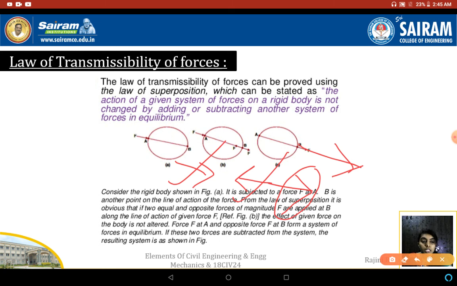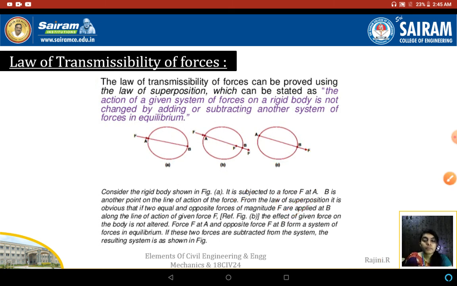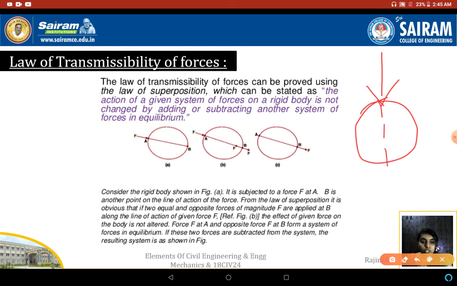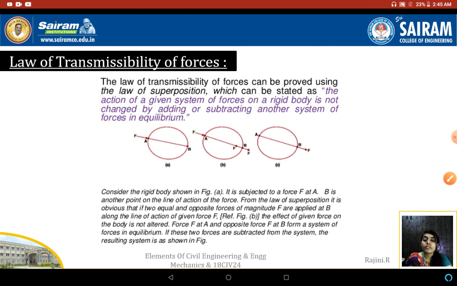So finally the conclusion is that whatever force you apply at one point, the same force comes out at another point along the same line of action without changing its effect. This is the concept of the law of transmissibility of forces. So, the law of physical independence, the law of superposition and the law of transmissibility: these three principles we use in problems. Thank you.